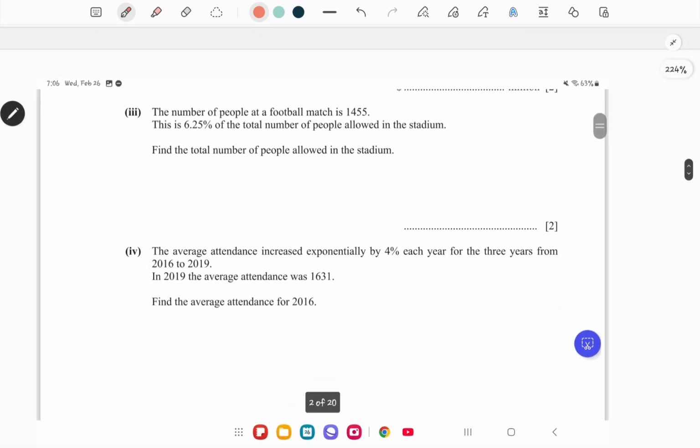Now we move on to question number 3, or part 3. The number of people at the football match is 1,455. This is 6.25% of the total number of people allowed in the stadium. We need to find the total number of people allowed in the stadium. Very simply, what they said, the total number, x, of people allowed in the stadium, times 6.25 over 100, is equal to what?